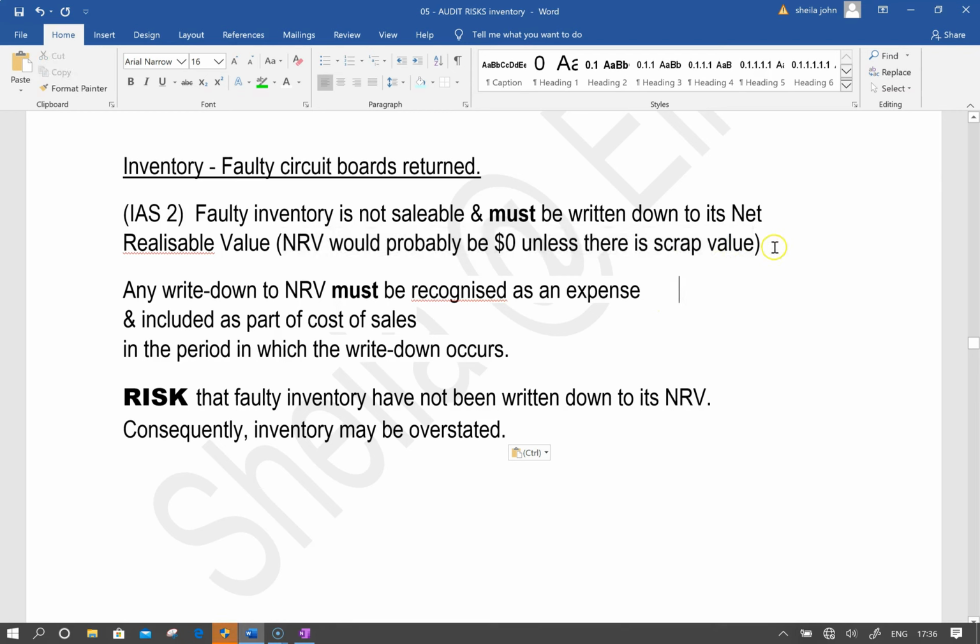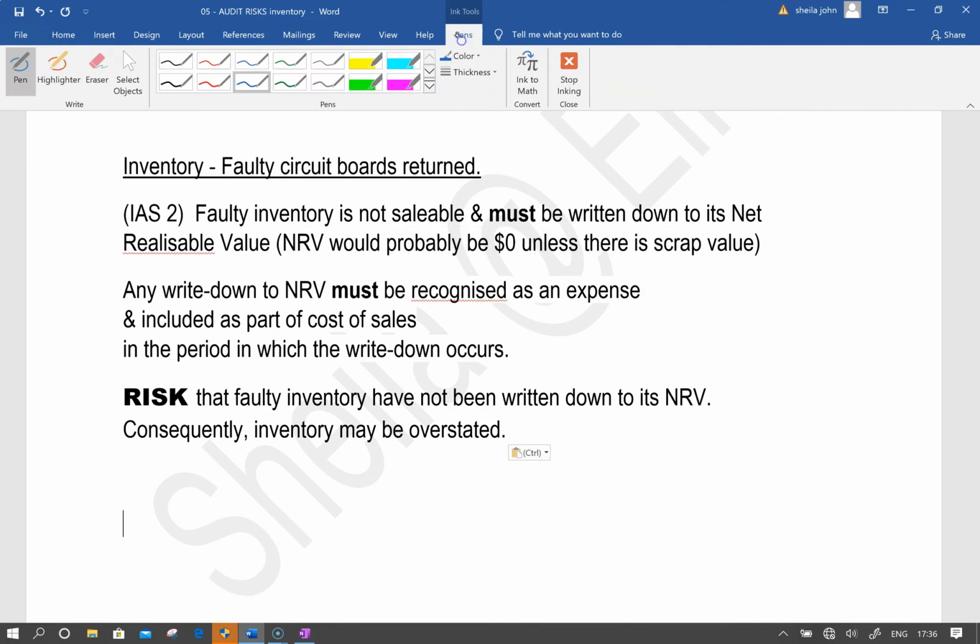All right. And then we're saying that the NRV must be recognized as an expense and included in the cost of sales. So make sure that when you're writing down the accounting treatment here, we're saying what should be done, recognized as an expense, where does the expense go, part of cost of sales. And then we've got the risk that the faulty inventory has not been written down to its NRV. Consequently, inventory could be overstated. So we've got 1 mark here, 1 mark here, and 1 mark here for the accounting treatment.